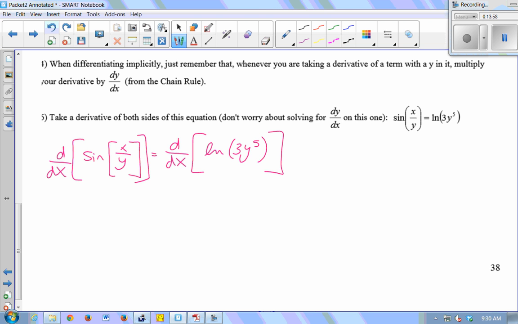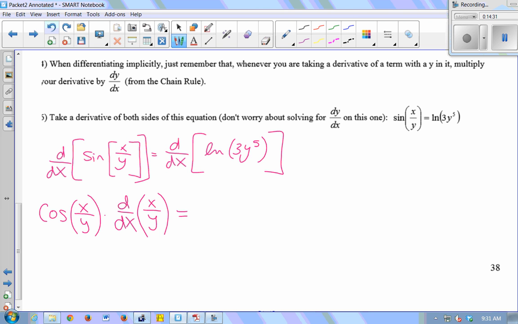Okay, so d dx of the sine of x over y. So this is the derivative of the sine of some stuff. What is the derivative of the sine of some stuff? Cosine of the stuff times the derivative d dx of the stuff, which is x over y. Okay, so I'm just doing one step at a time here. The derivative of the sine of some stuff is the cosine of that stuff times the derivative of the stuff.